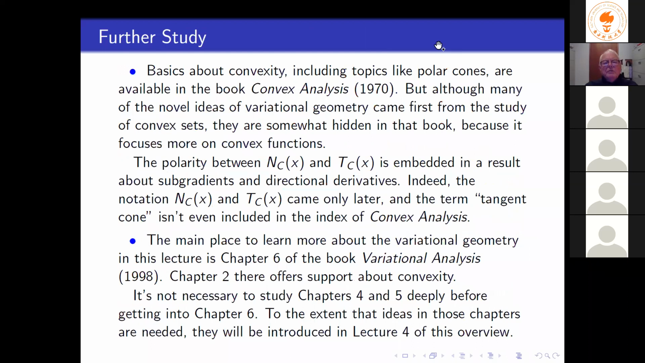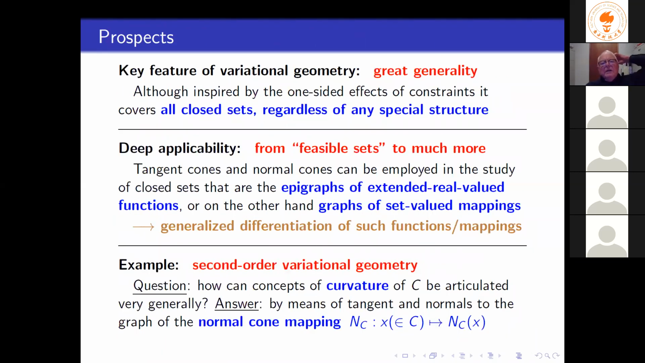So what is the prospect of all this? The prospect is this great generality. Even though we start out by looking at one-sided effects of constraints, this variational geometry covers all closed sets regardless of any structure. But it doesn't end there. A lot of things in pure mathematics can end at that level. So we have the normal cone and the tangent cone. But the key part of it is that this variational geometry goes together with a calculus of all these things, a calculus of how the special way that you might express the set C leads to estimates, if not exact formulas, for what the normal vectors to C are and what the tangent vectors to C are. And that's how it can be applied.